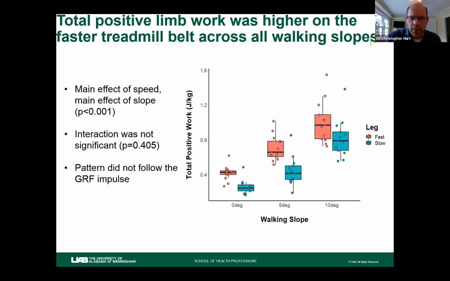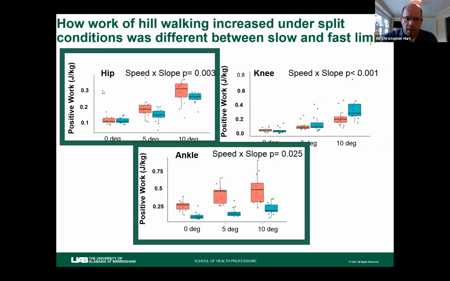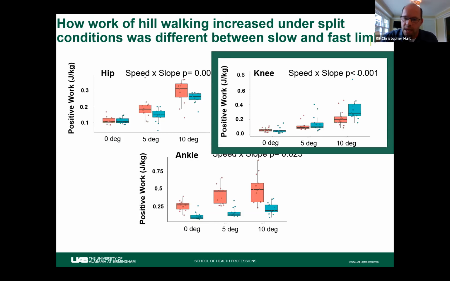So when we look at it at the individual joint level, looking at positive work, we saw a significant interaction between speed and slope for all lower extremity joints. When we look at the hip and the ankle, we saw that the fast limb increased to a greater degree than the slow limb across all slopes. Whereas at the knee, we saw that the slow limb actually increased to a greater degree than the fast limb at the slopes.